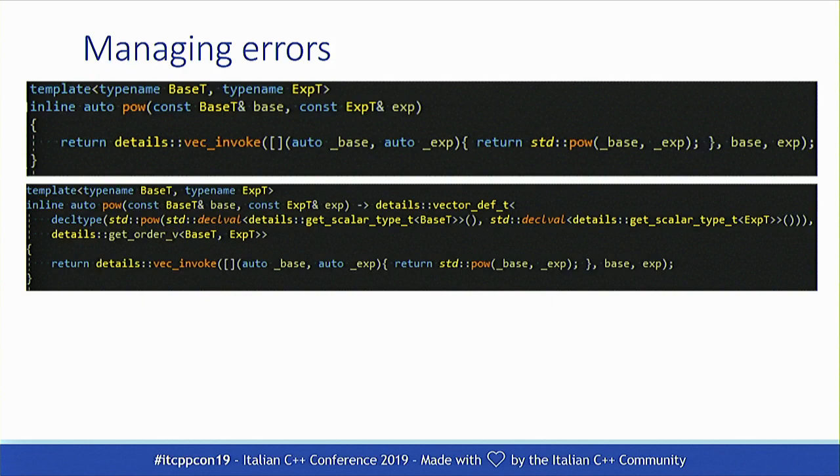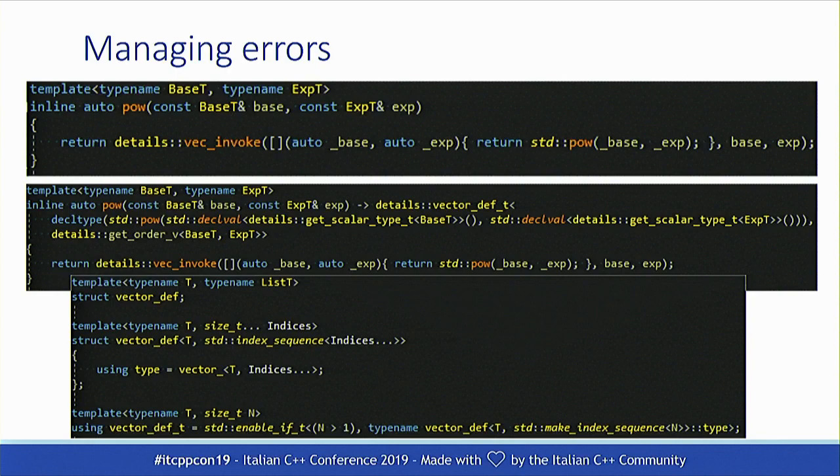This time we can use pow because we are sending the arguments, so the overload is resolved and we know exactly which overload of pow we are using. We decltype the return type of pow. We create again our vector definition, and we obtain this SFINAE on our pow function. Vector definition is just a helper trait that will automatically create our vector type, unrolling the index sequence.